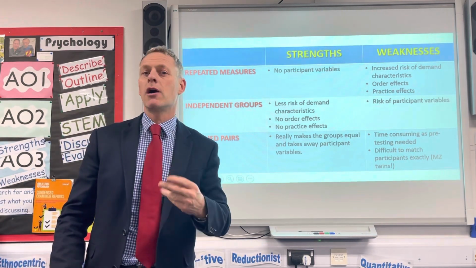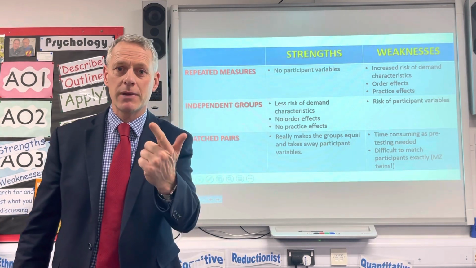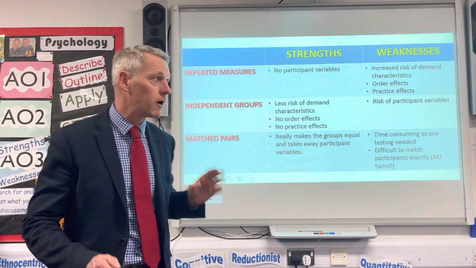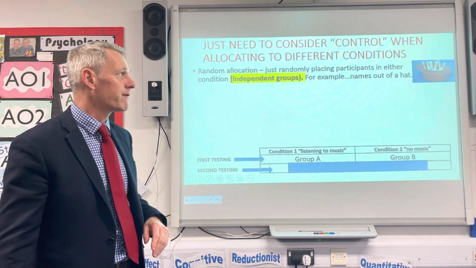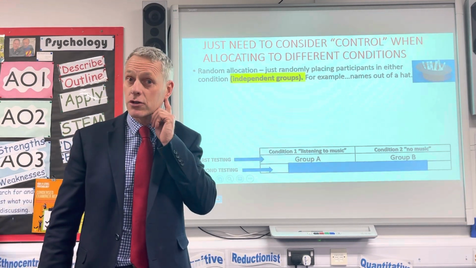Okay, so we've looked at our three experimental designs: independent groups, repeated measures, matched pairs, when you see the words experimental design. Let's just add to it a little bit, folks. We'll come to this bottom bit in a minute. Random allocation I touched on earlier.